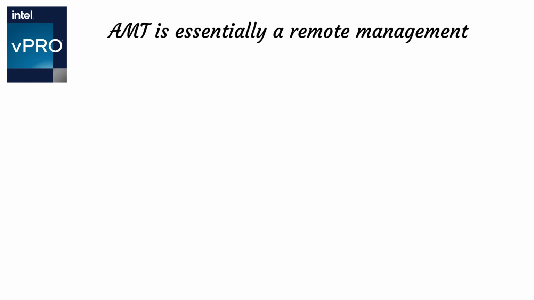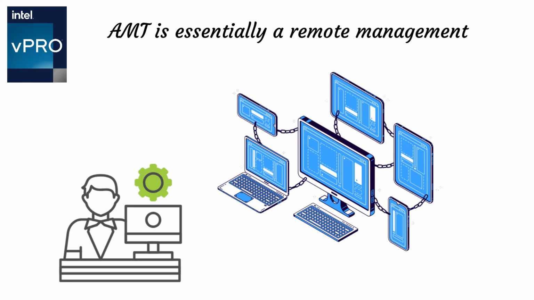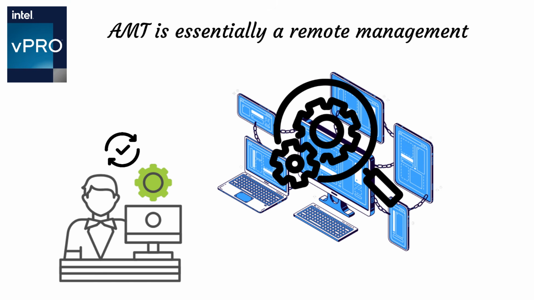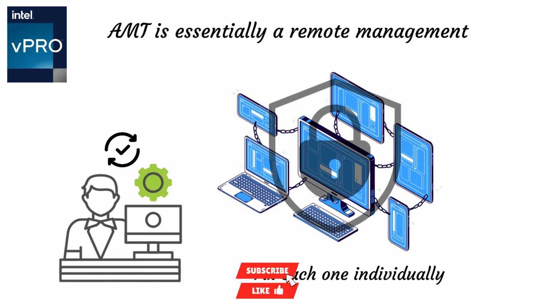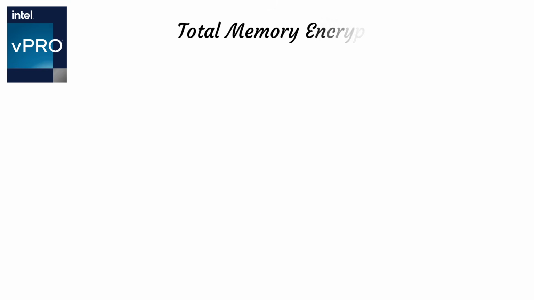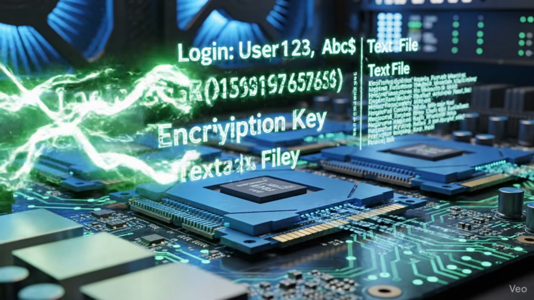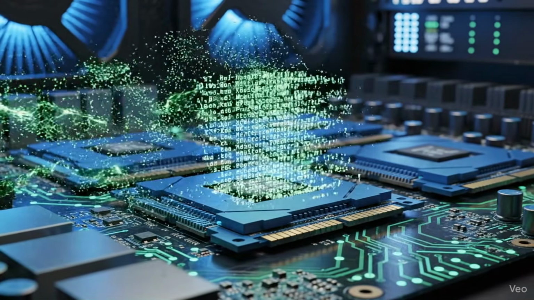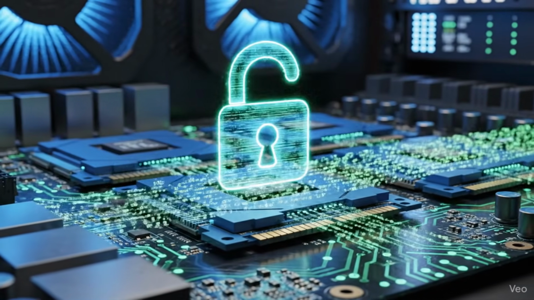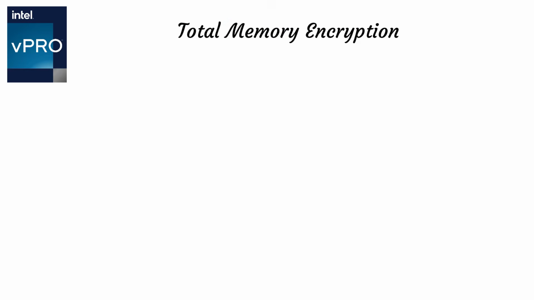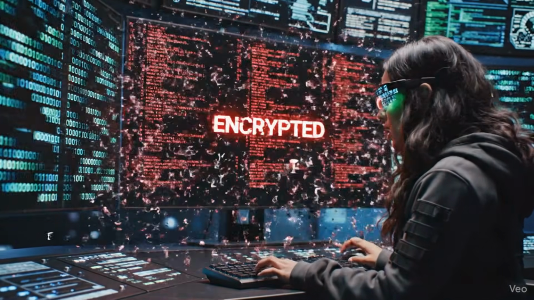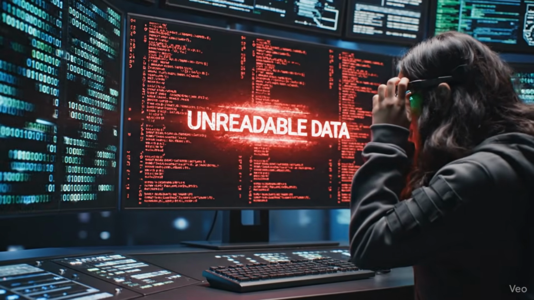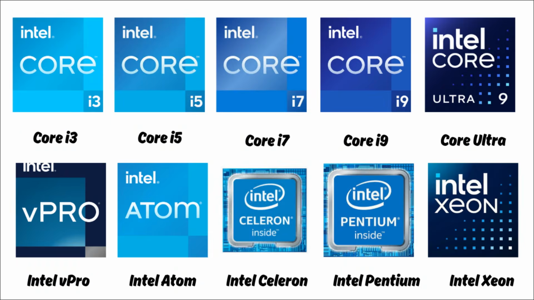AMT is essentially a remote management feature where IT administrators can update, control, or lock many company computers remotely so they do not have to fix each one individually. The Total Memory Encryption feature means it can encrypt your login credentials, encryption keys, and other text-based files that are stored temporarily in the memory. If somebody attempts to steal your data while it is in transit, the data they retrieve will become scrambled and unreadable instead.